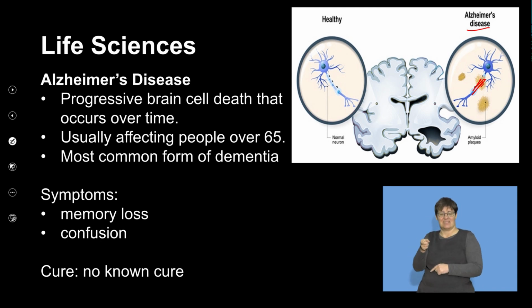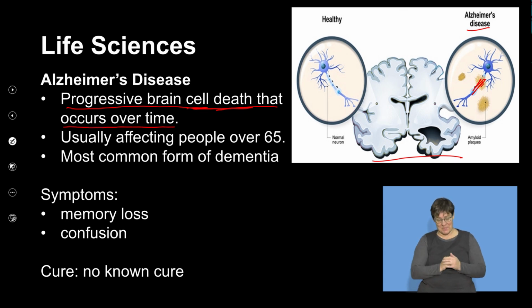Remember, we've got the neurons. This is the brain. We've got the neurons in the brain. So we say Alzheimer's disease is a progressive brain cell death that occurs over a long period of time. Usually it affects older people, at 65. And it is mostly another form of what we call dementia.